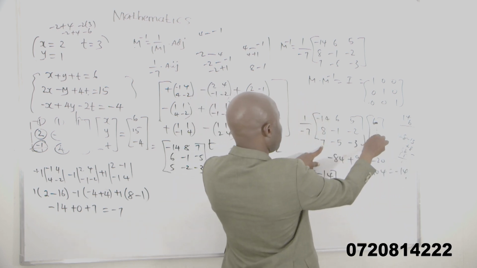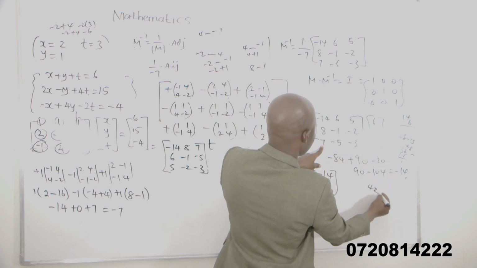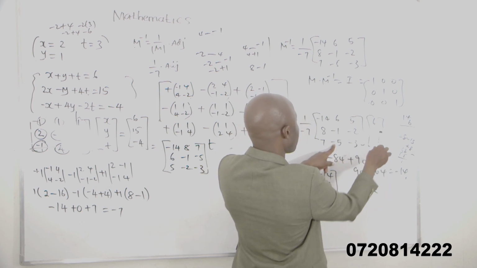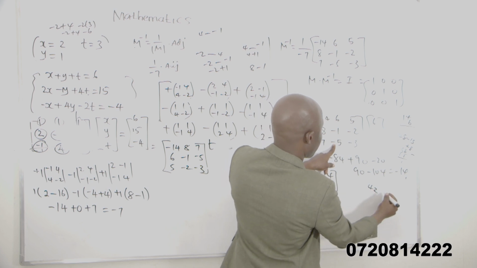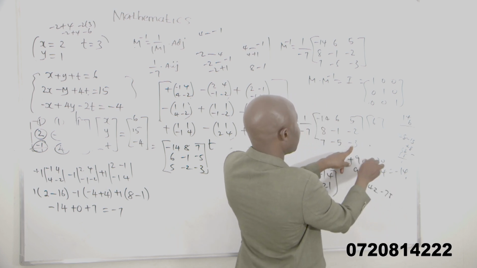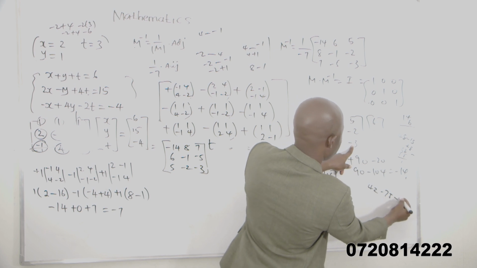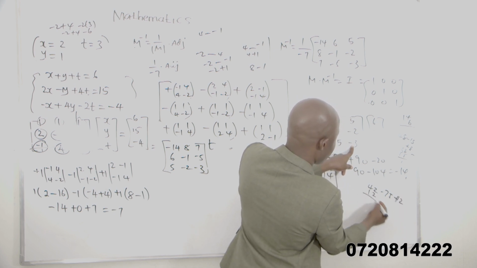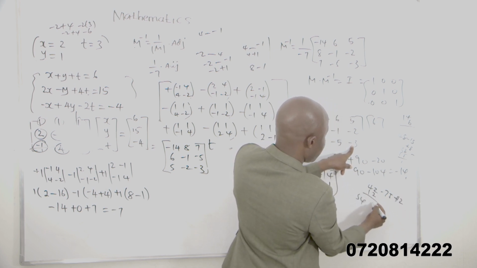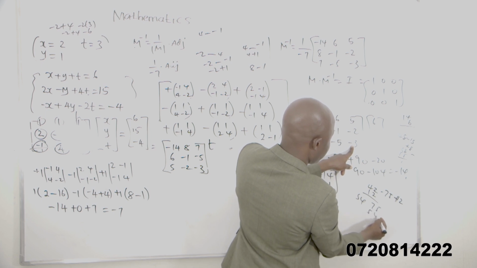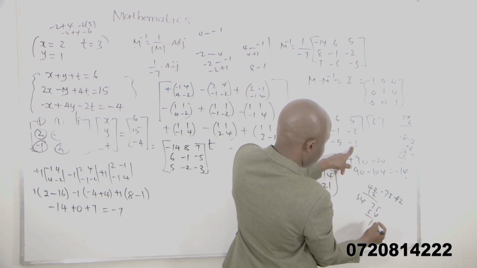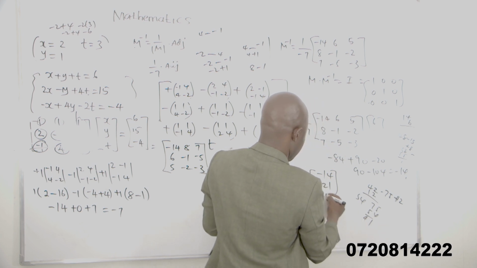Then 7 times 6 is 42. Negative 5 times 15 is negative 75. Negative 3 times 4 we get plus 12. So 12 here we get 54. 75 minus 54 we get 21. We get 41. Negative 41.